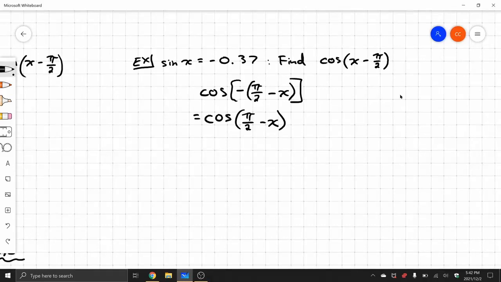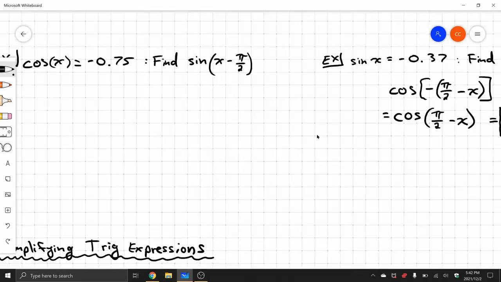So I know that if I have the sine of x and cosine of pi over 2 minus x, since these are my cofunctions, sine goes with cosine, then my cosine here is going to be equal to what my sine is equal to here. So I've got negative 0.37 for my answer. So we used both our odd and even characteristics along with our cofunction IDs to solve that one.